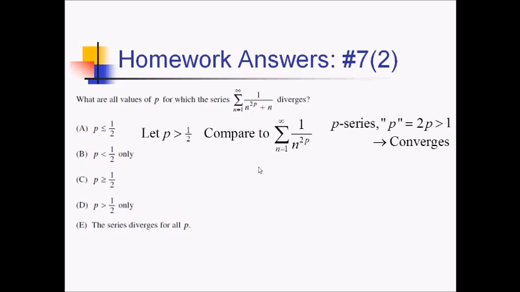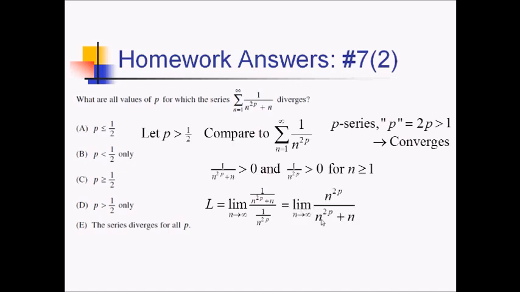I'm going to use limit comparison on this one. So this is a positive series, and this original is also positive. My comparison series is positive for n greater than or equal to 1. Using limit comparison, I've got the original divided by the comparison. Same change flip, we've got n to the 2p over n to the 2p plus n. Now, if p is greater than 1/2, that's going to make n to the 2p the dominant term in the denominator. So I can write this as n to the 2p over itself, which is just 1.